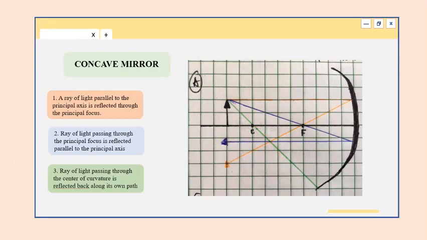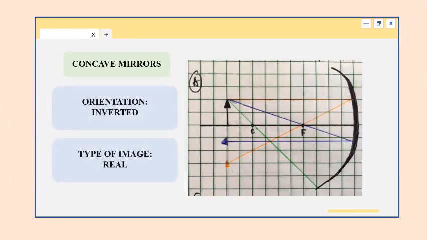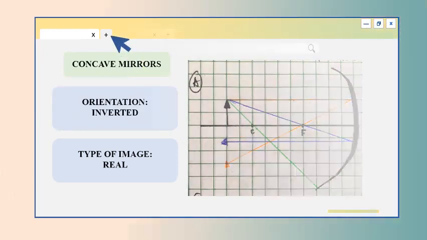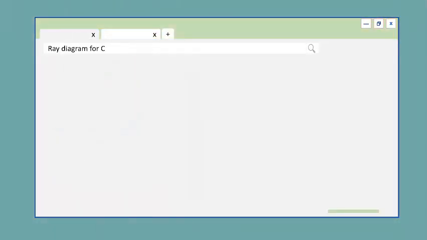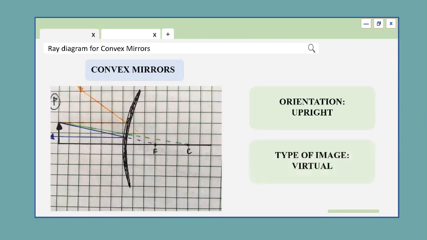When the intersecting point is below the principal axis, it is inverted. Therefore, the type of image is real. How about for convex mirrors? The orientation for convex mirrors is always upright, and therefore its type of image is always virtual.